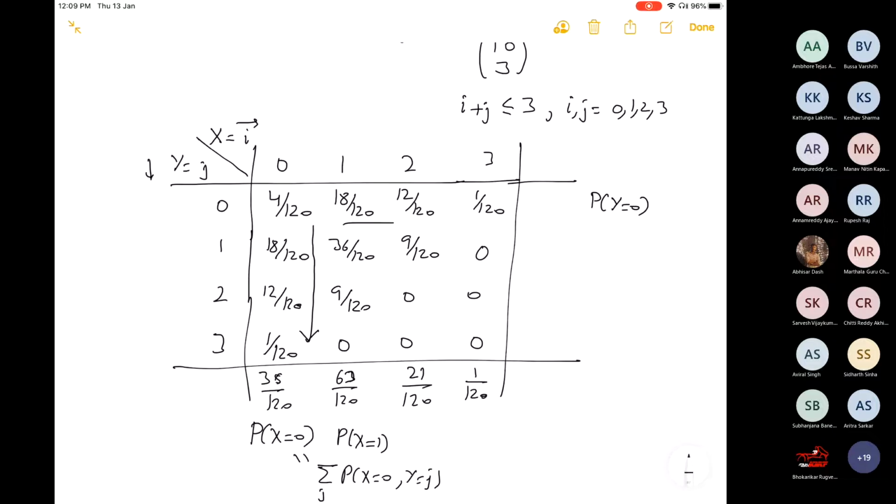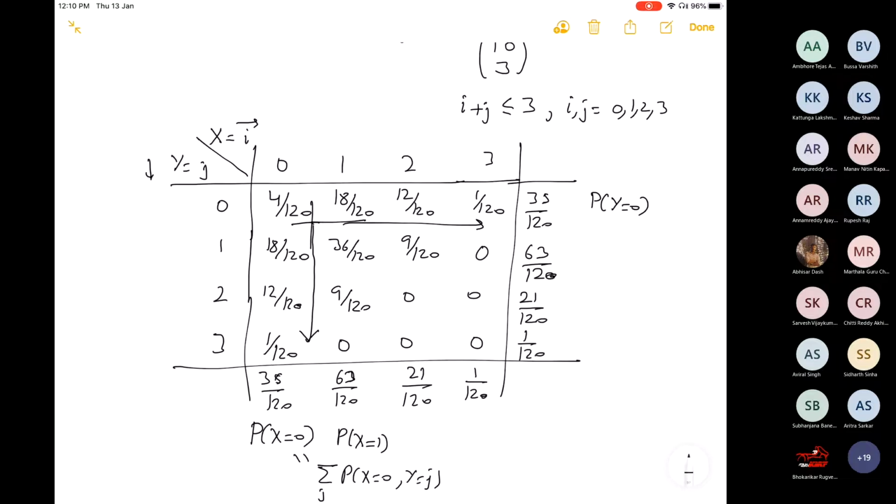So sum over these values. So you will get 35 by 120, 63 by 120, 21 by 120 and 1 by 120. This is the probability x is equal to y is equal to 1.